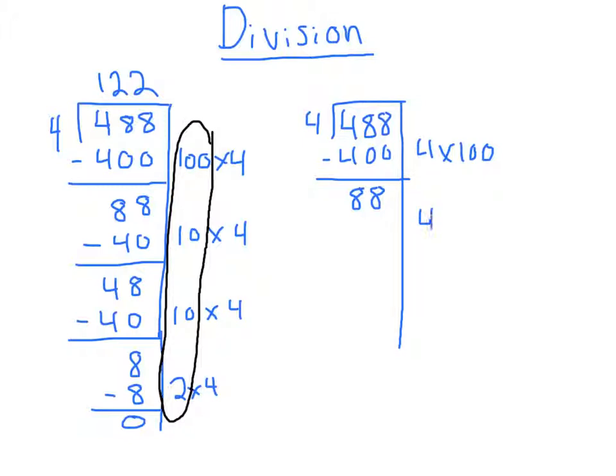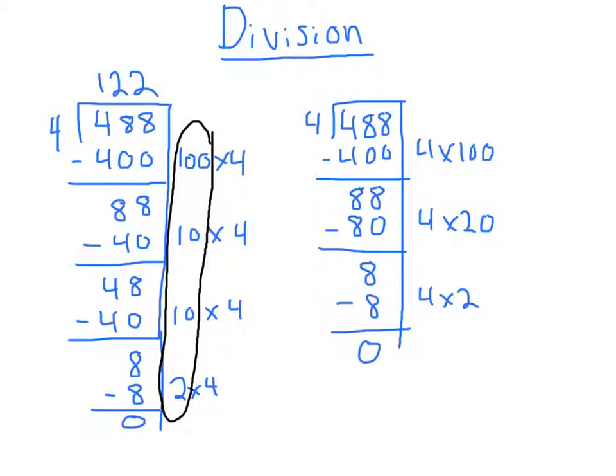So I'm going to go ahead and this time I'm going to do 4 times 20, which is going to get me 80 right away. If I subtract that off, I have 8 left. And all I need now is a 4 times 2, which is 8. And I subtract that off and I have 0 remaining.